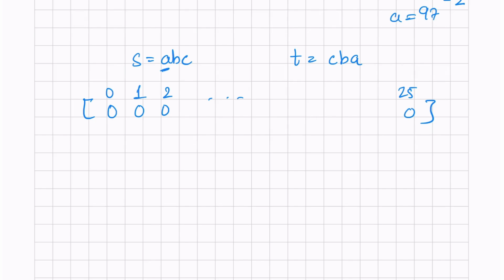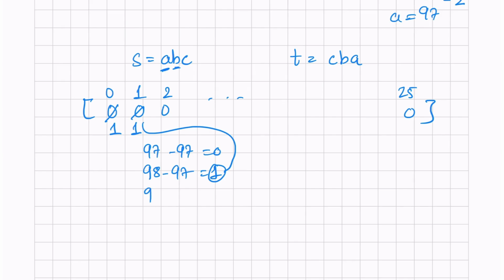So first we look at A, right? And A's calculation is going to be 97 minus 97, 0. So we update the 0th position. B's value is 98, so we subtract 97 from it, we get a 1, that becomes our index, and we update it here, so 1. And then C's value is going to become 99 minus 97, 2. So we update the index 2 here to 1, right?